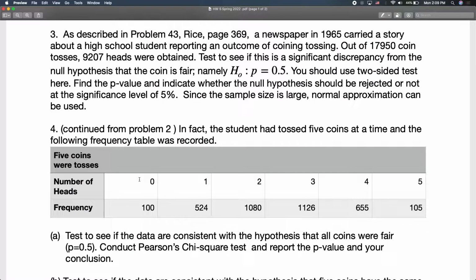Question 3. Coin tossing. This is the amount and then the proportion of landing on head. We are trying to test that H0 is p equal to 0.5, a two-sided test. So the alternative should be not equal to 0.5. Find the p-value, state the null and alternative, and based on the alpha level, give a conclusion.